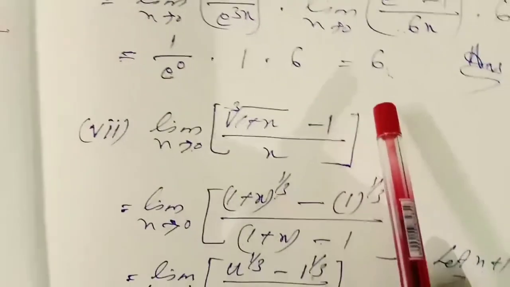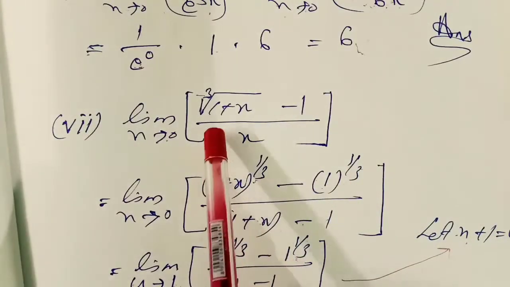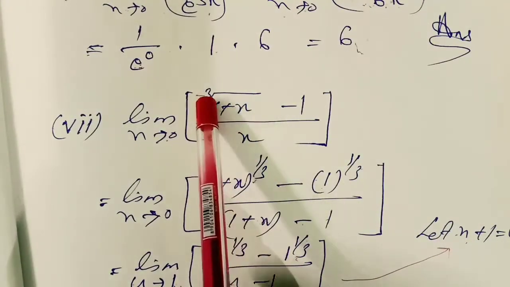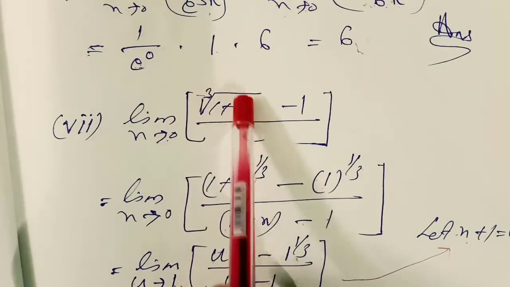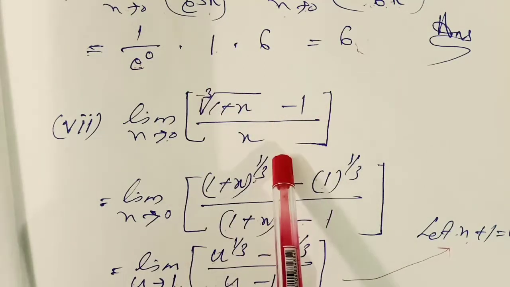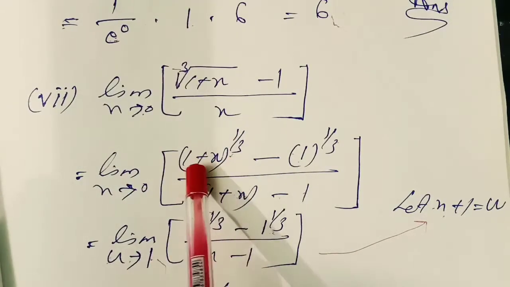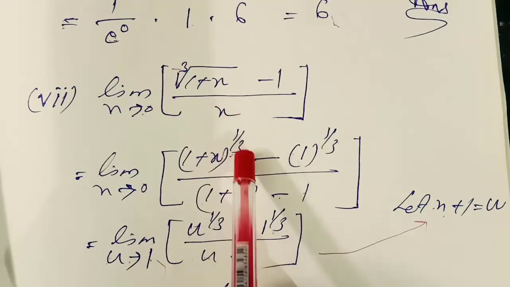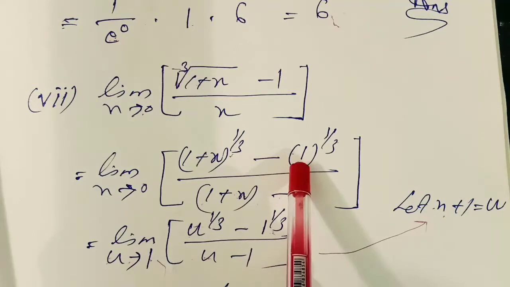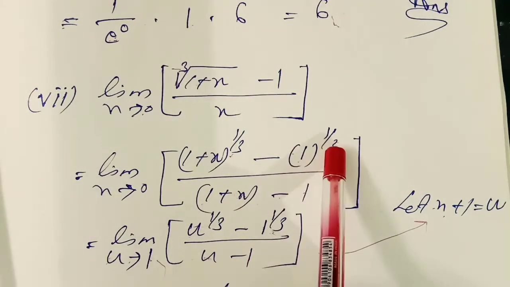Let us go to the next sum. 7th part. See, the 7th part question is given: (1 plus x) whole cube root, minus 1, by x. How to write here? Just see, limit x tends to 0. (1 plus x) whole to the power cube root means to the power 1 by 3. Here you can write 1 to the power 1 by 3.